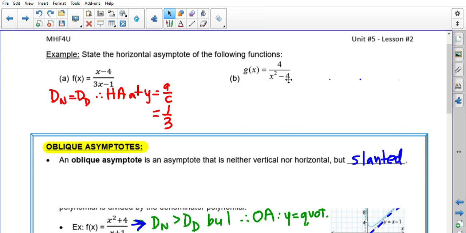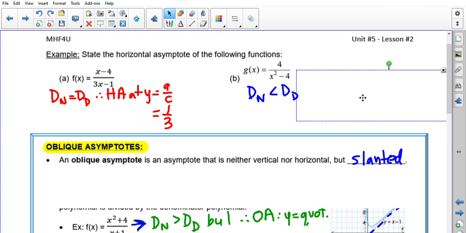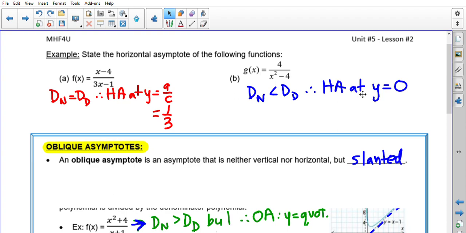For part B, I'm noticing that the degree of the numerator is 0 and the degree of the denominator is 2. So that means I have the case where degree of numerator is less than the degree of the denominator. And based on what we just learned, that means that the horizontal asymptote is at y equals 0. Okay, so as long as you know those two cases.